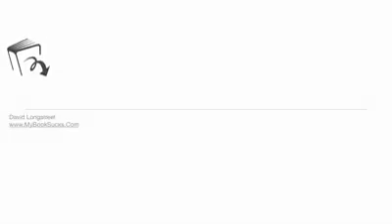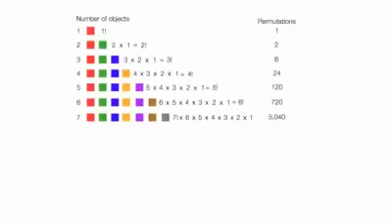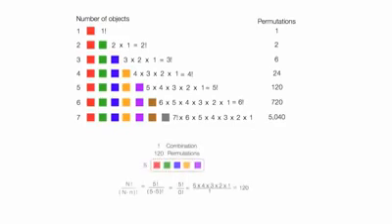In this video, I'm going to talk about permutations and combinations. And I'm going to use these little red, green, and blue squares. I'm going to calculate the permutations for 7 objects, between 1 and 7 objects. And I'm going to show you the official equation. It looks kind of nasty, but I will walk you through it.